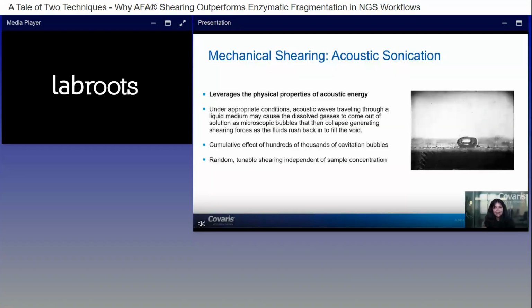So the second method we're going to highlight is mechanical shearing, and in particular, acoustic sonication. So acoustic sonication leverages the physical properties of acoustic energy in order to shear your samples. Now, this is a really interesting process that may not immediately be intuitive. So when acoustic waves move through a liquid, they cause the microscopic gas particles within that liquid to form expanding cavitation bubbles. And these bubbles are going to expand and expand and expand until they reach a point of collapse. And it's this collapsing that actually produces the shearing forces that process your samples.